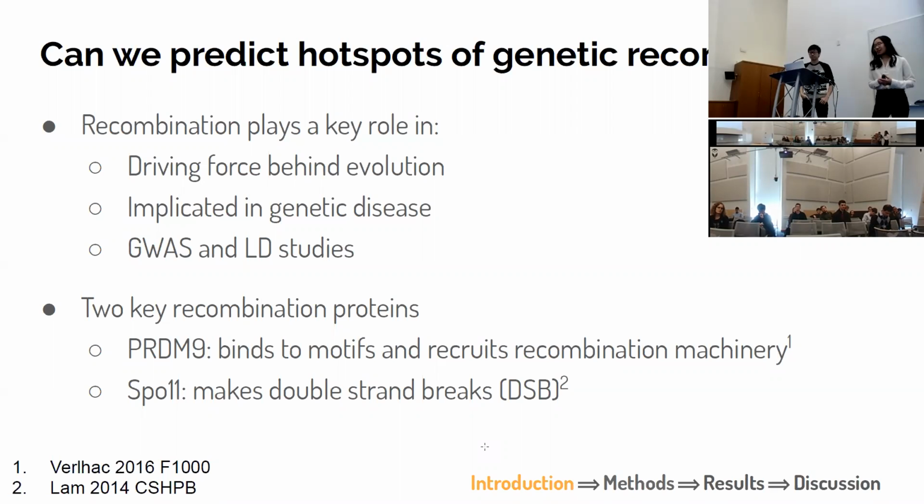And so the reason why we thought these epigenetic marks could help increase accuracy is because of these two key recombination proteins. The first one, PRDM9, binds to motifs throughout the genome and helps dictate recombination machinery. And this protein is correlated with high methylation of H3K4 and H3K36. And then the second protein, SPO11, is the one that actually makes the double-strand breaks needed to initiate recombination.